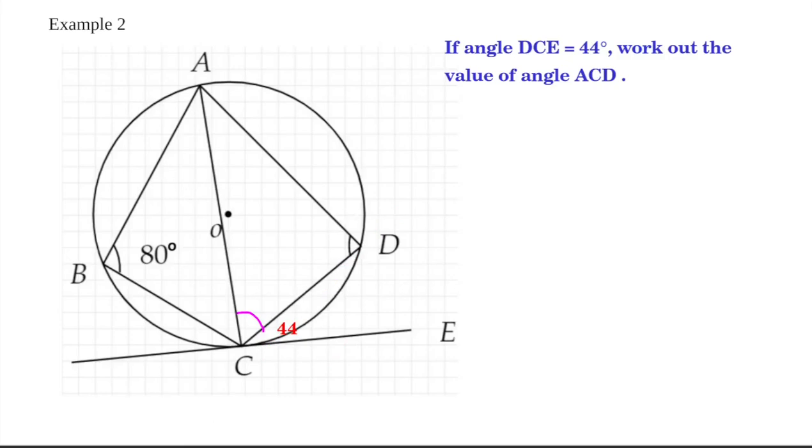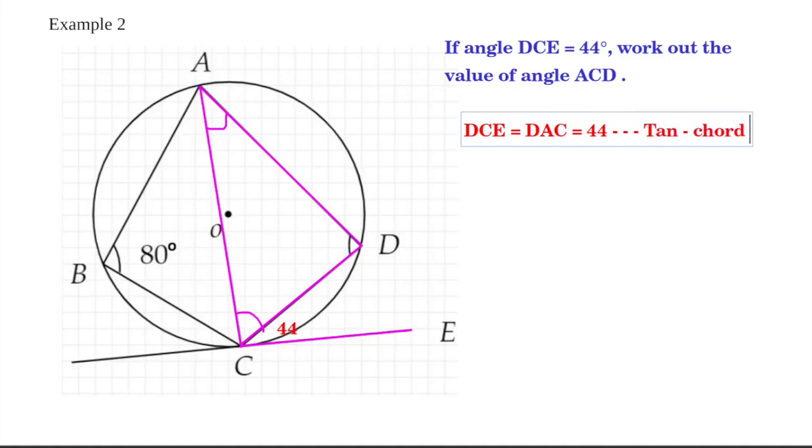Now let's try to highlight. Tangent, it's this one. CE is our tangent. Chord, it's this one. So there is the angle, and then the two lines arising from the two ends of the chord, it's this one. So definitely it equals this angle. Just write that down. So angle DCE is equal to angle DAC, equal to 44. What's the reason for this one? The tangent chord theorem.